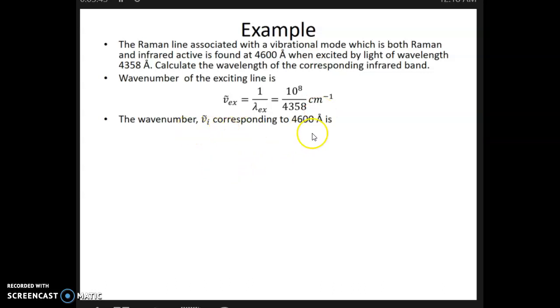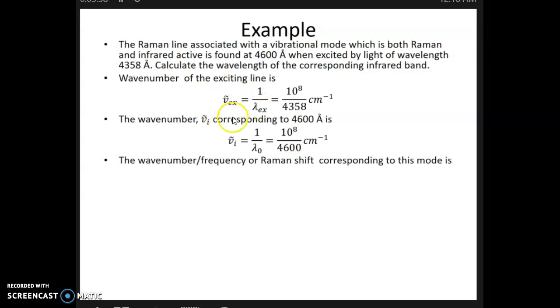So the wave number corresponding to 4600, which was what we observed, is 10 raised to the power 8 over 4600. So the Raman shift corresponding to this mode will now be Vx minus Vi, Vi not V naught, which will be 10 to the power 8 over 4358 minus 10 to the power 8 over 4600. And after a little bit of calculation, this gives us 1207 wave numbers.